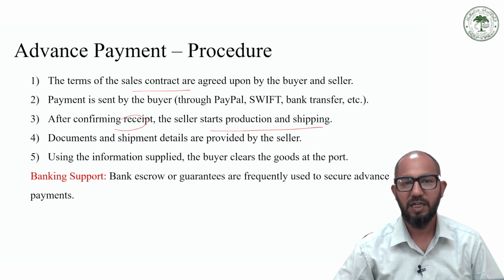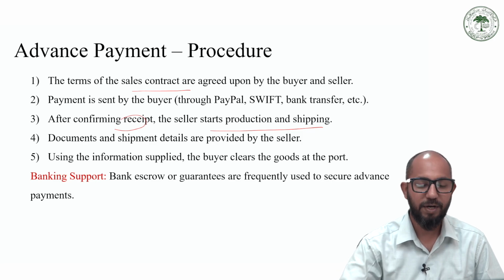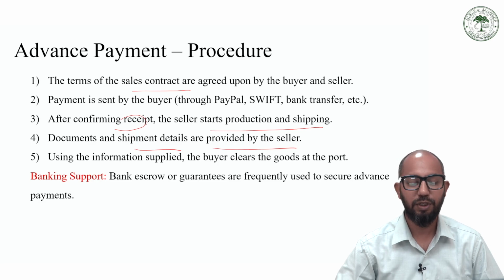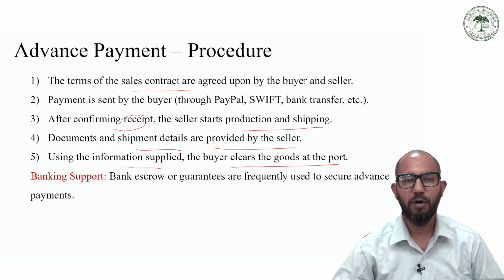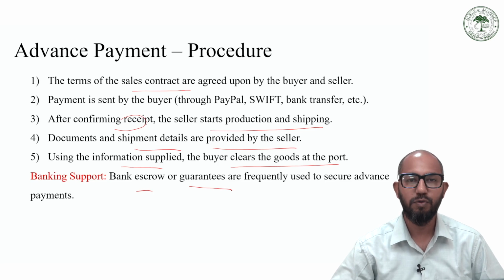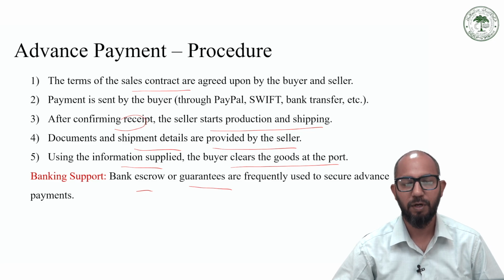Some importers ask for the proof of completion of the production and then only transfer the money. Others can give before production also. The next step is documents and shipment details are provided by the seller. After which, using the information supplied, the buyer clears the goods at the destination port. In all these procedures of the advance payment method, banking support is very important. Bank escrow or guarantees are very frequently used in advance payment mechanism to secure the advance payments of the importer.